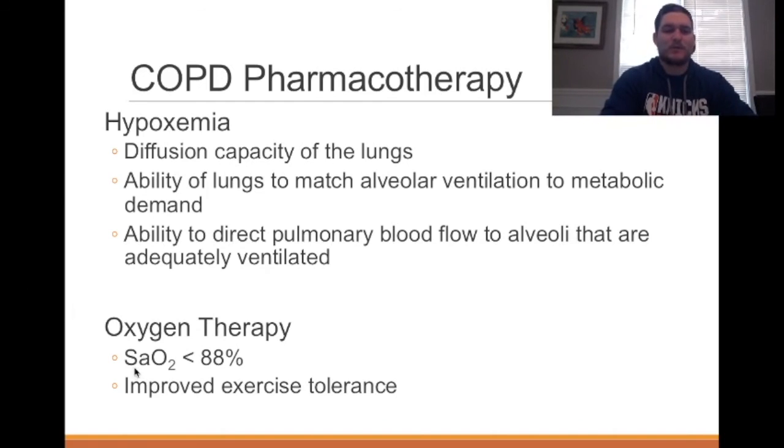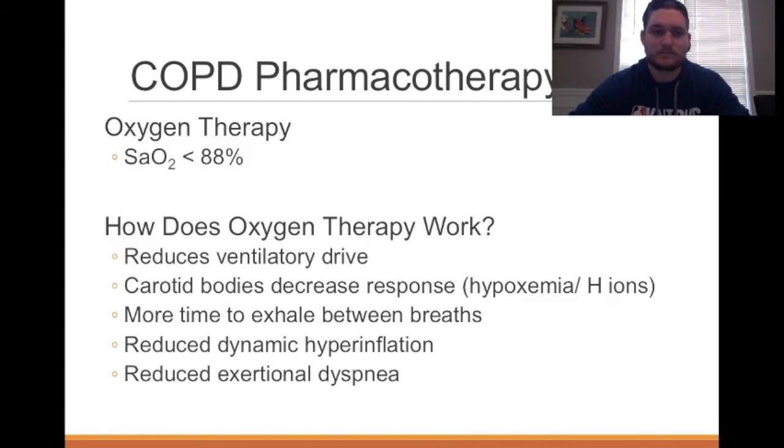And so when the person's O2 saturation gets below 88%, this is when they'll be administered oxygen therapy. And by doing this, it can improve their exercise tolerance. And by improving their exercise tolerance, they can partially improve their lung health and the strength of their respiratory muscles to help them with their condition.